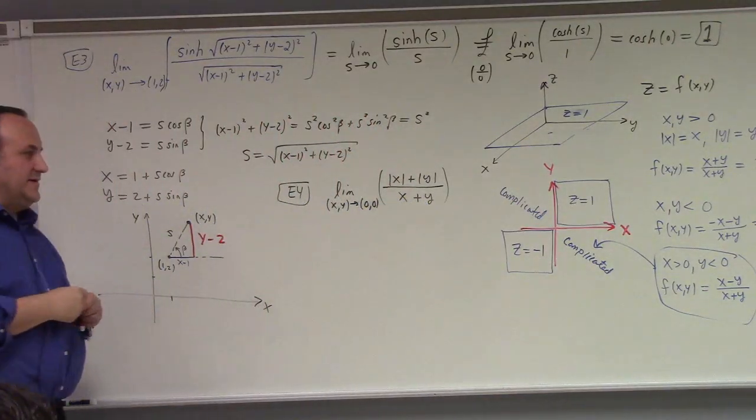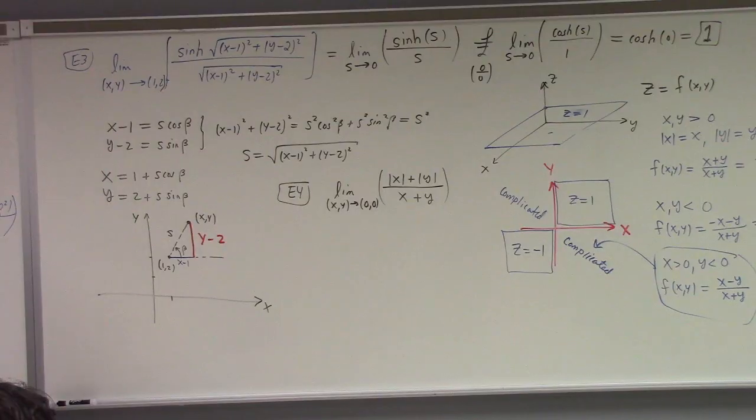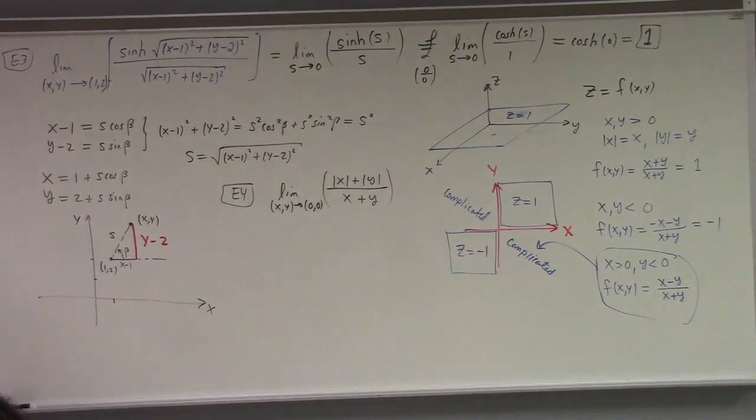So what do you guys think about this limit? We've thought about the graph a little bit. What do you think about the limit? I don't think it exists, right? How do we prove it doesn't exist? You could say, well, the graph is complicated. That's not really going to work for us here. We just need to find two path limits which don't agree. That's all.